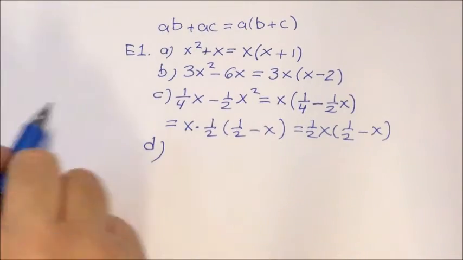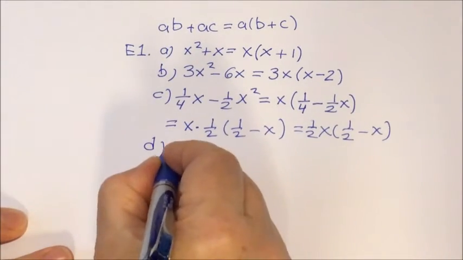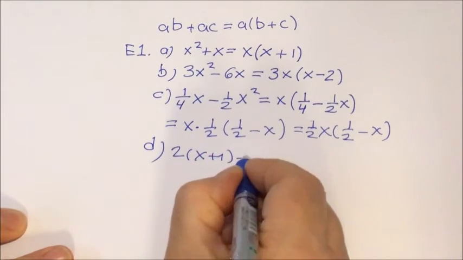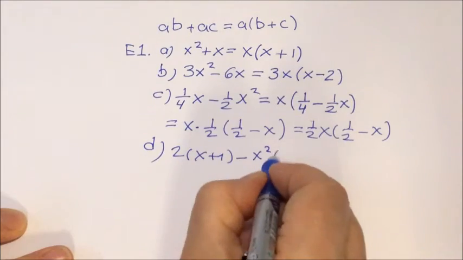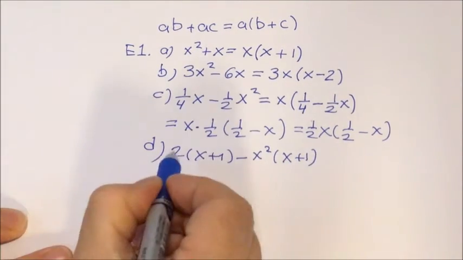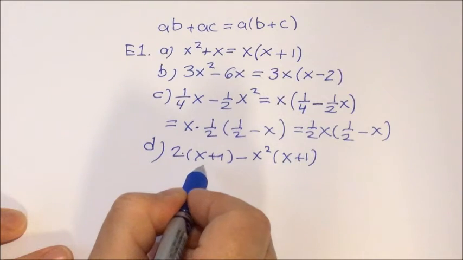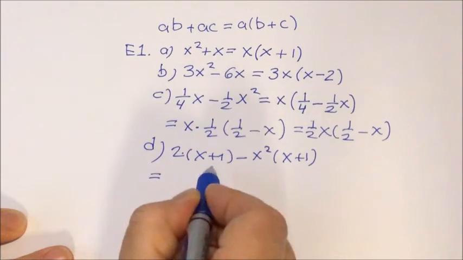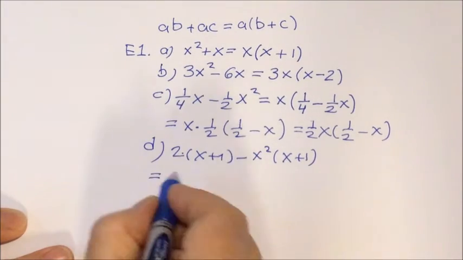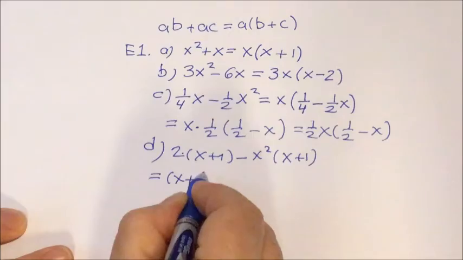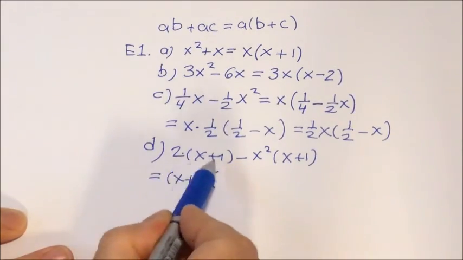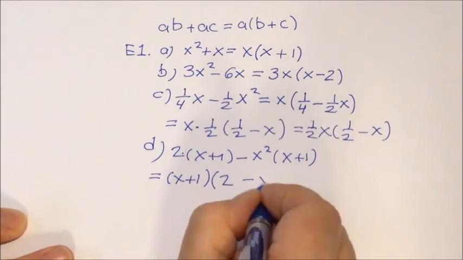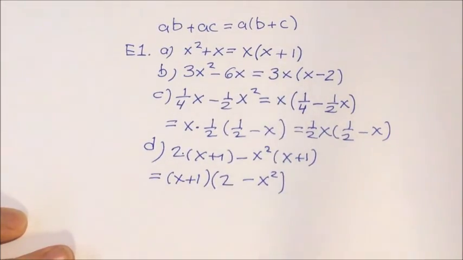Sometimes the common factor is an expression. 2 times x plus 1 minus x squared times x plus 1. Here is a product 2 times this expression minus x squared times the same expression. We can take x plus 1 as a common factor. x plus 1 times what is left from this first product is 2, and what is left from the second is x squared. Here is the factorization.